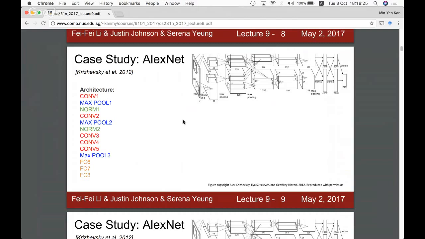It first has a convolutional layer, a max pooling layer, and a normalization layer, and then repeats this first part, followed by 3 convolutional layers and then 1 max pooling layer. The last 3 layers are fully connected layers. This is the whole architecture of AlexNet.